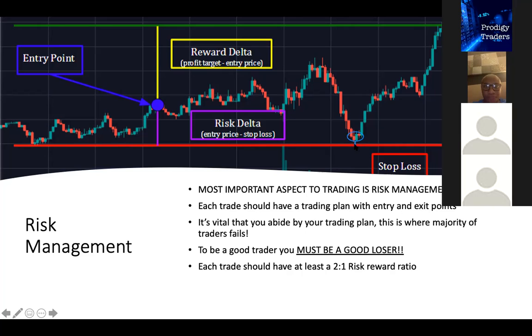bring it down a little bit. See this area right here? If the price would have broken this area, this line right here, they would have been out of the trade. But since it didn't break, they didn't get out of the trade. And so this green line, when it hit right here, that's when he got out. So that's how you calculate your trade.